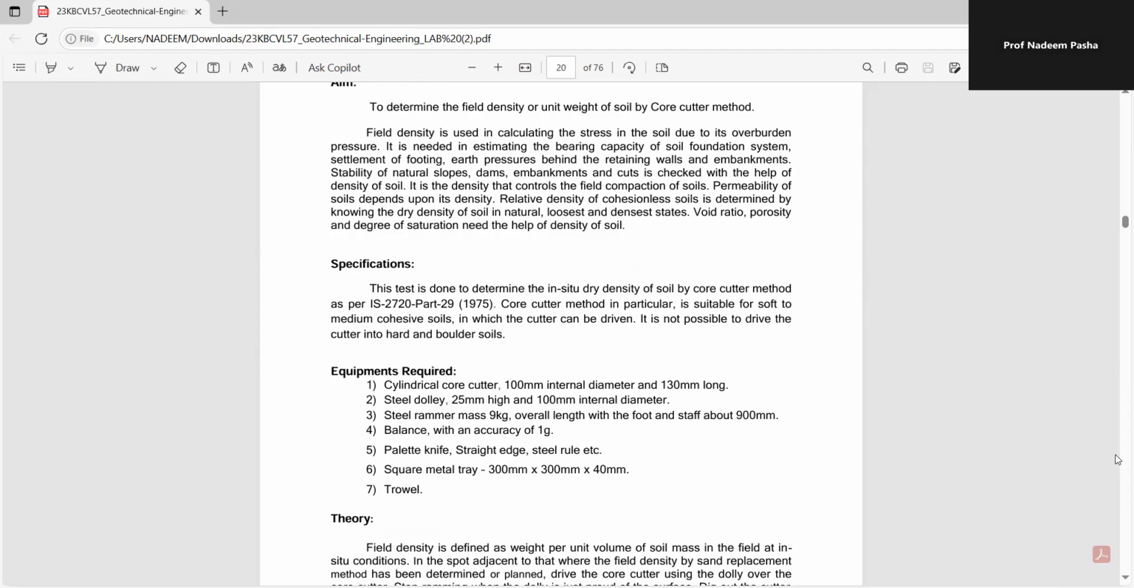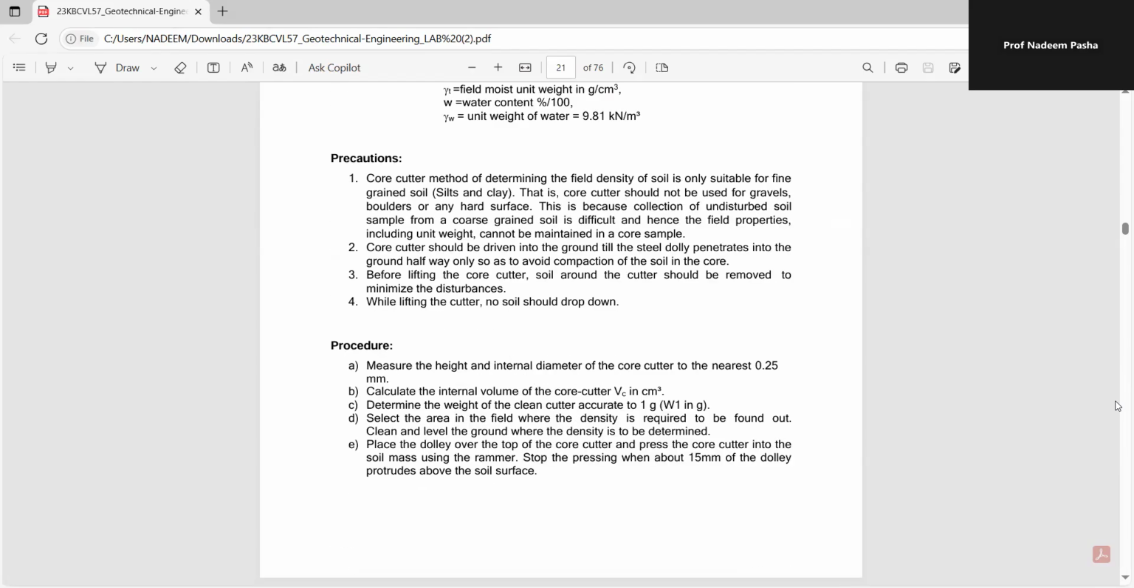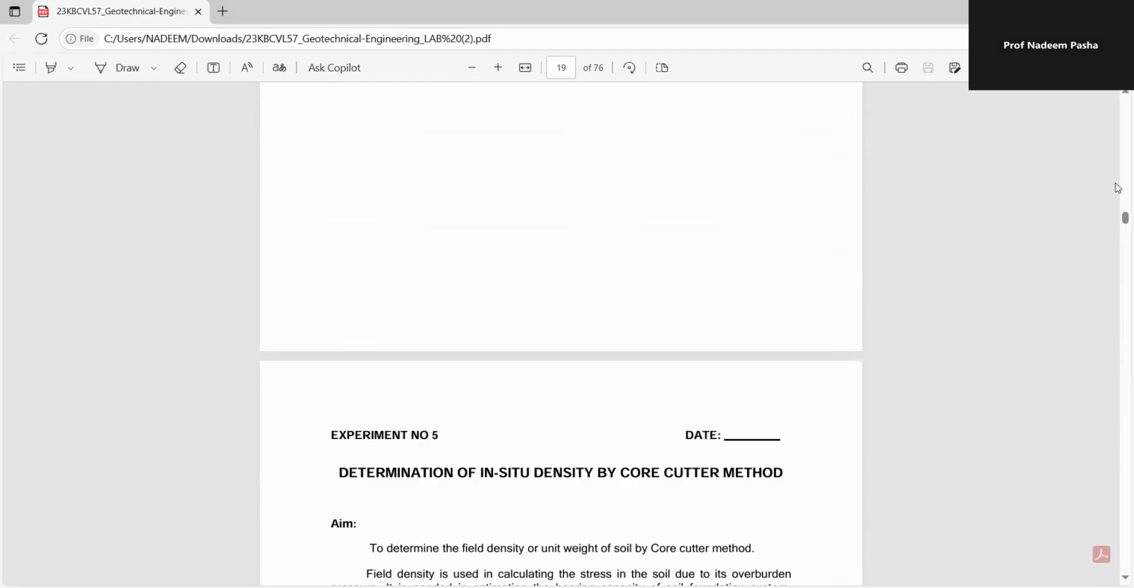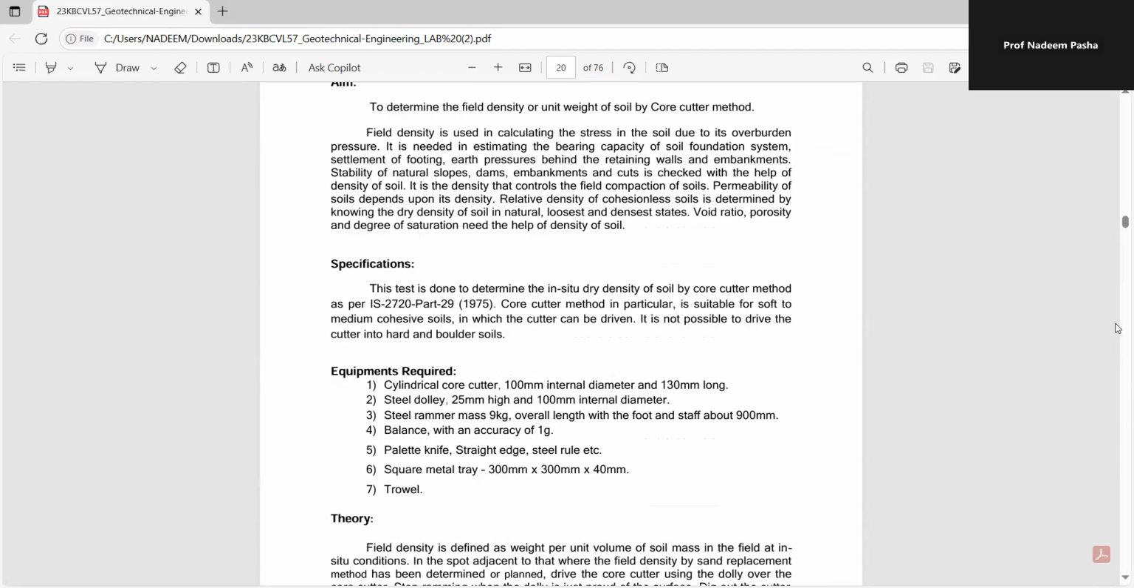Next is the in-situ density by core cutter method. Sorry, this is not the liquid limit method. So, to determine the field density or unit weight by core cutter method.